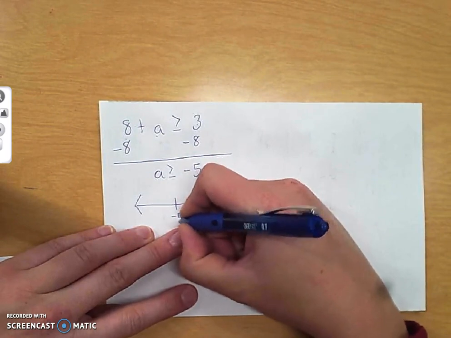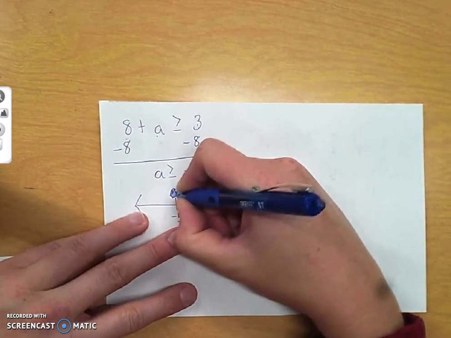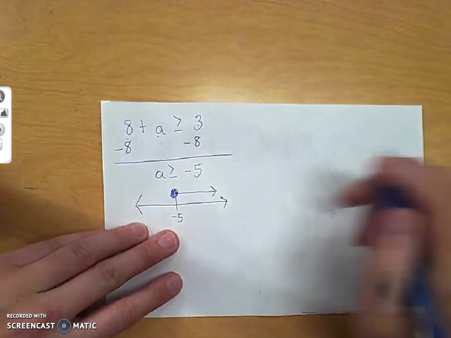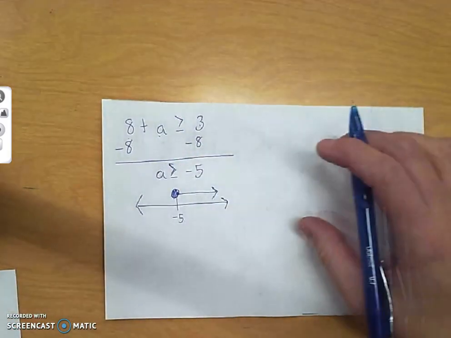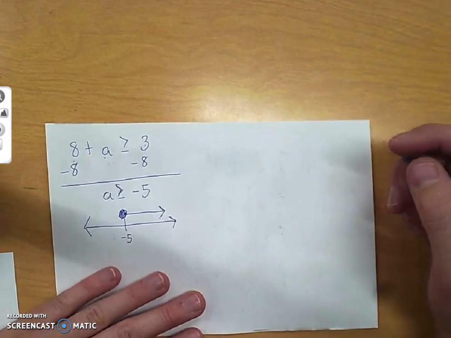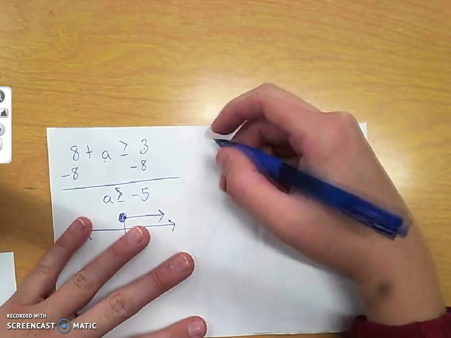Here's my negative 5. Close circle, arrow right, because it goes the same way because of the letters on the left. All right, our second one is a two-step.